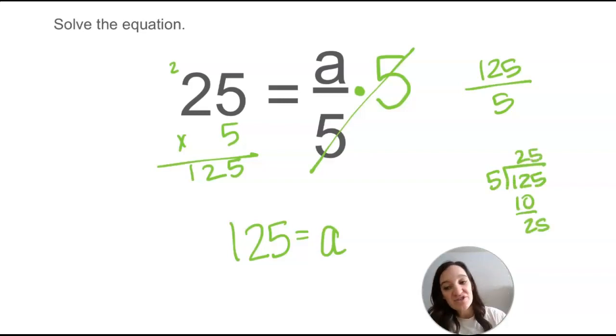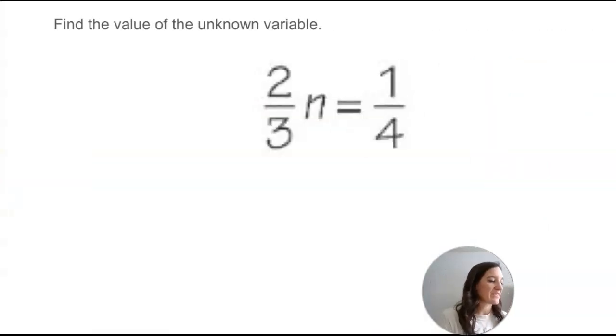So make sure you show your work. Make sure you do your work. Here's another fun one. So you have 2/3 n, which is 2/3 times n, correct, equals 1/4.